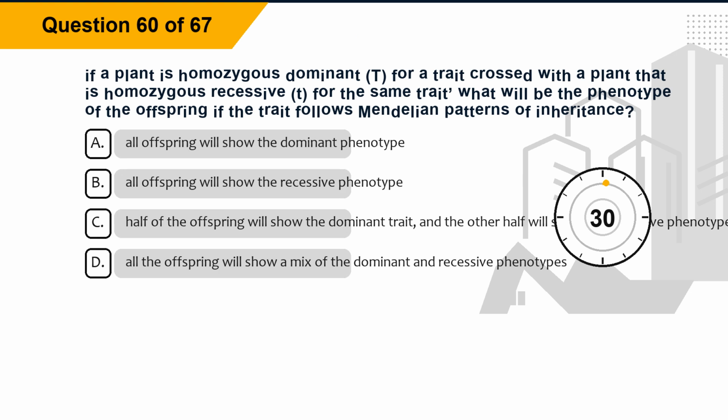Question 60. If a plant is homozygous dominant, T, for a trait crossed with a plant that is homozygous recessive, t, for the same trait, what will be the phenotype of the offspring if the trait follows Mendelian patterns of inheritance? Option A, all offspring will show the dominant phenotype. Option B, all offspring will show the recessive phenotype. Option C, half of the offspring will show the dominant trait, and the other half will show the recessive phenotype. Option D, all the offspring will show a mix of the dominant and recessive phenotypes.